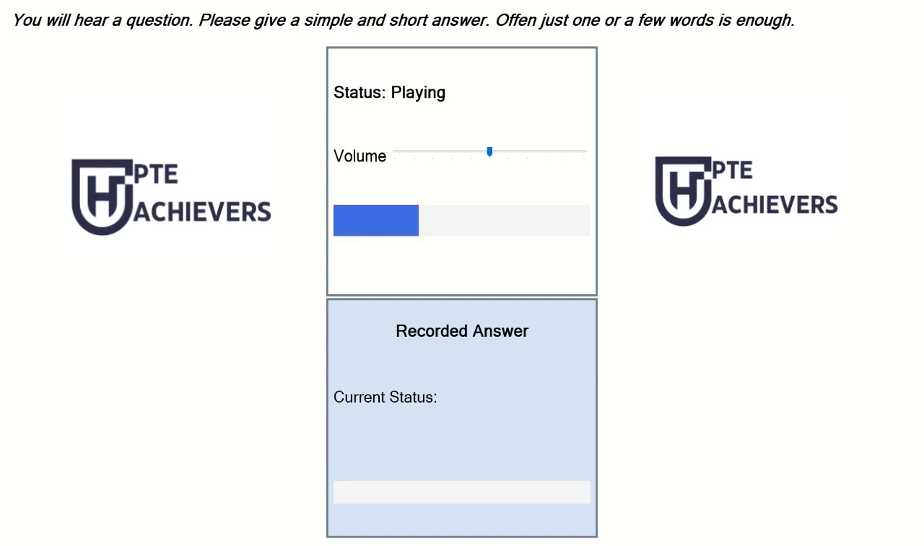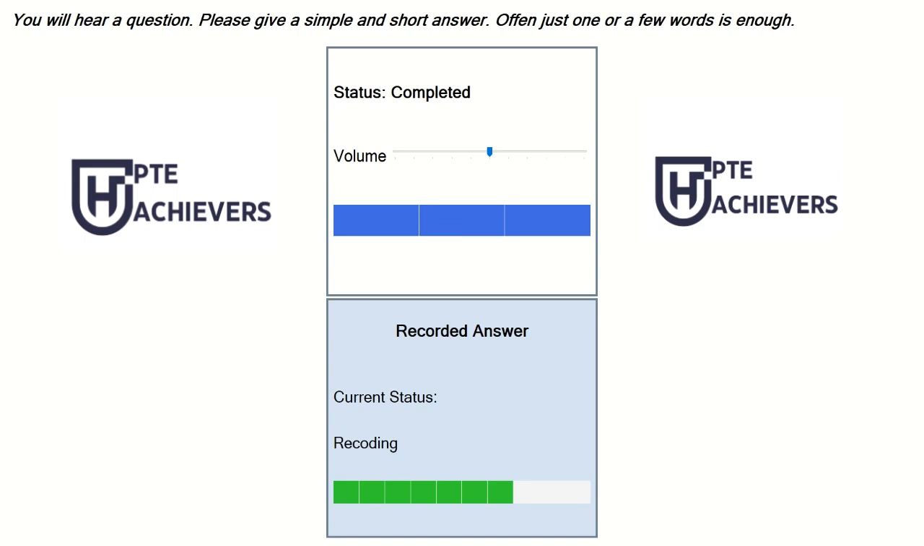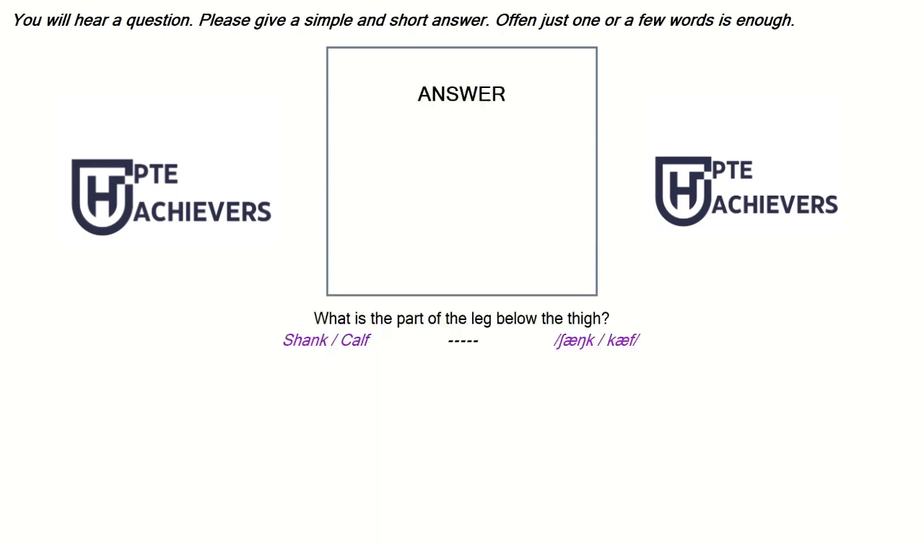What is the part of the leg below the thigh? Shank. Calf.